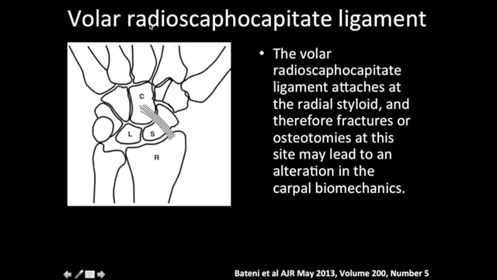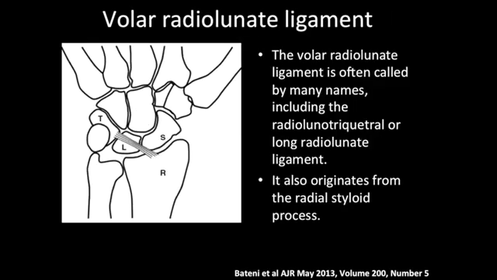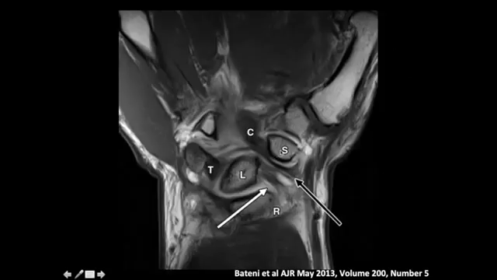So the volar radioscaphocapitate ligament attaches to the radiostyloid. Fractures of the radiostyloid process or osteotomies may affect the volar radioscaphocapitate ligament and may lead to instability. The volar radiolunate ligament, again, is called by many different names, including the radiolunotriquetral or long radiolunate ligament. It also originates from the radiostylar process, and it will travel from the distal radius to the lunate, ending in the triquetrum.